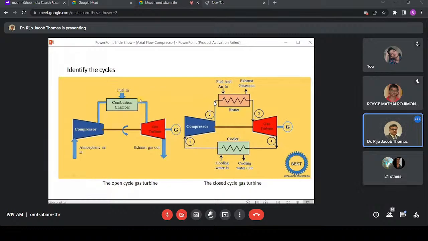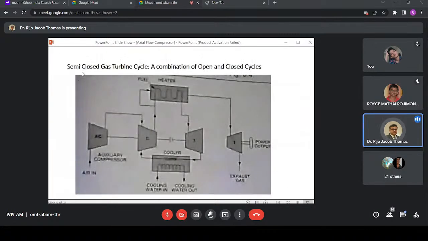Okay, I had a question regarding semi-closed gas turbine cycles, but I couldn't find this in the majority of the books. I could manage it from some places, which I don't think is popular, but if it is asked, you can write. So it's basically a combination of open cycle and closed cycle, as you can see in the diagram.